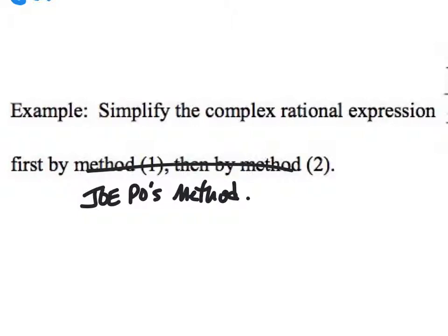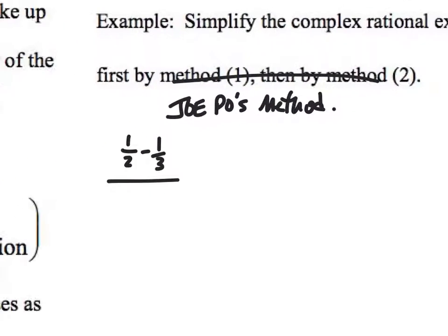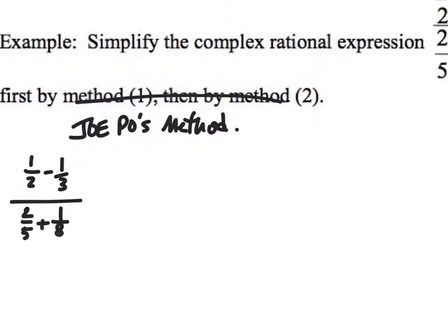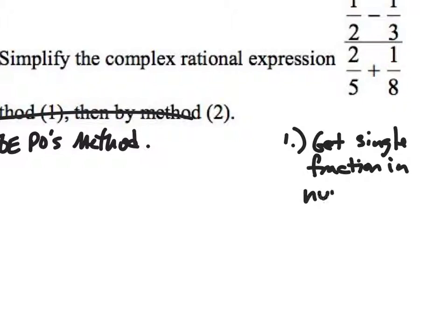All right, and let me write out this fraction. I've got 1/2 minus 1/3, divided by 2/5 plus 1/8. Okay, so 2/5 plus 1/8. And what I want to do is get a single fraction in my numerator and denominator. So I'm going to write out my steps here. I'm going to get a single fraction in the numerator and denominator.